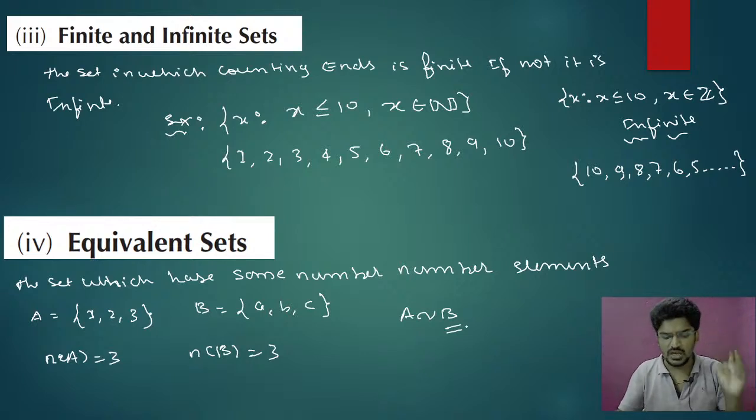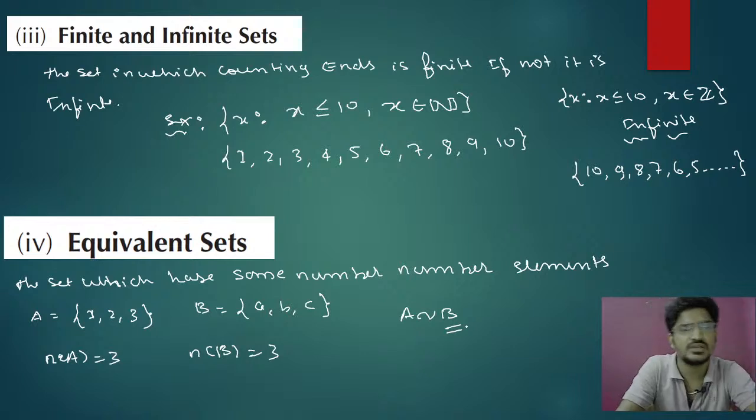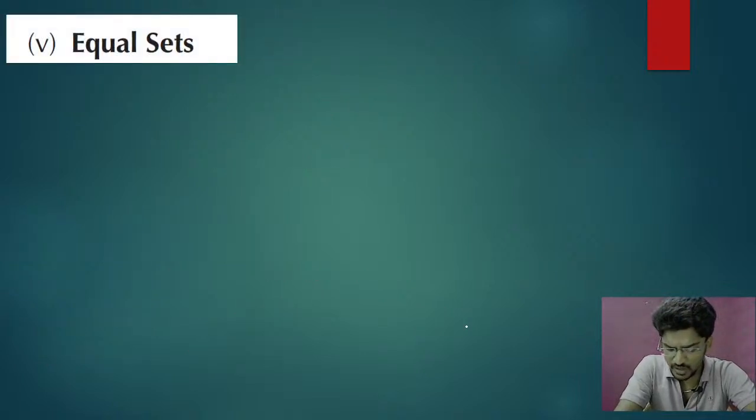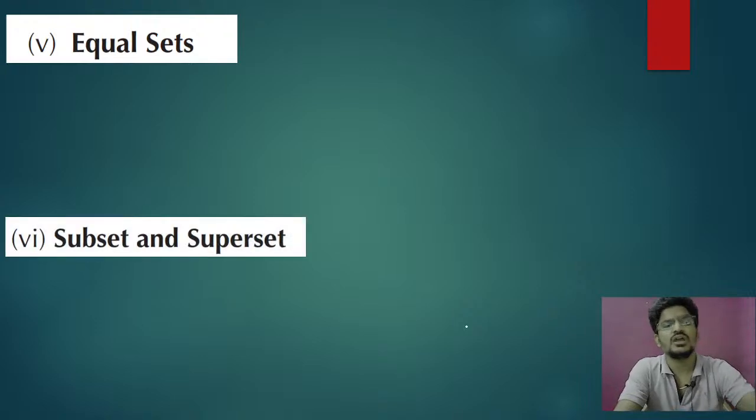Clear? So here please understand, equivalent sets are different from equal sets. Equivalent means the number of elements is the same. In set A it has 3 elements, in set B it has 3 elements, therefore both set A and set B are equivalent sets. Clear? Now we shall go for equal sets.